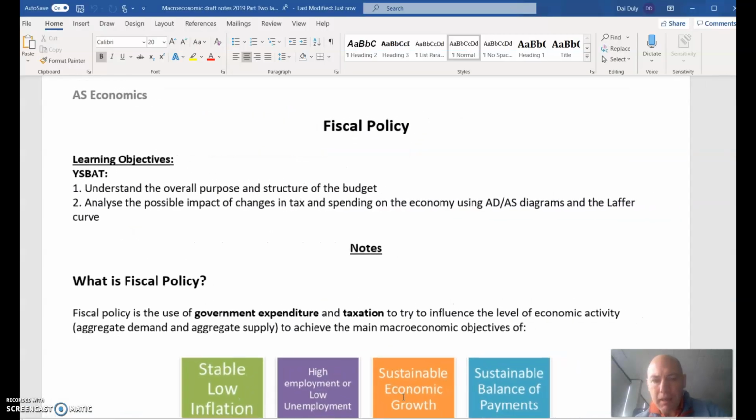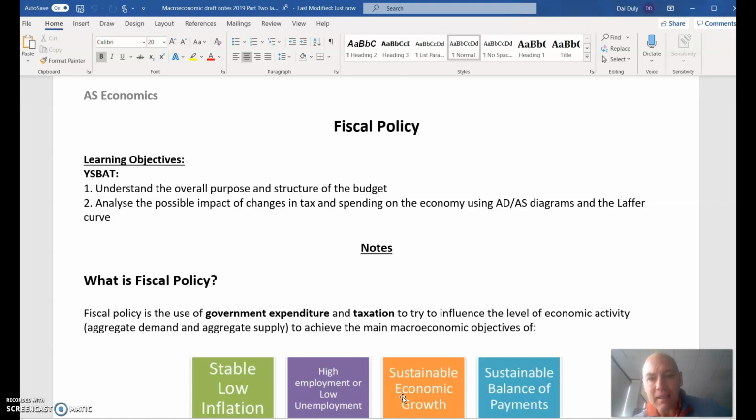Hiya guys, today we're going to be looking at developing our knowledge on fiscal policy. We're going to be moving forward and looking in much more detail in relation to fiscal policy that impacts on both the demand side and then the supply side.